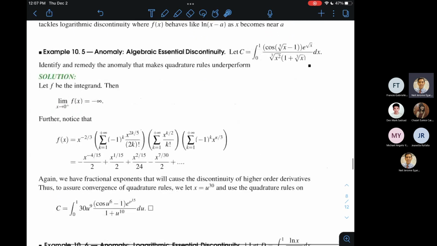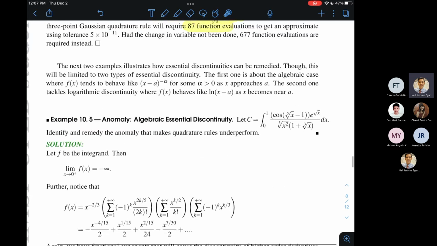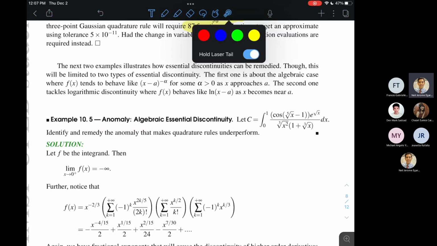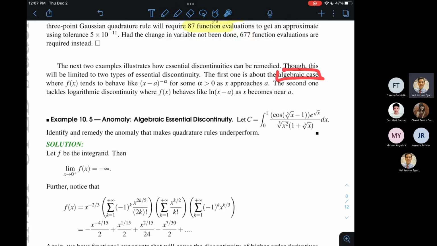So sa example 5, ang anomaly naman dito ay essential discontinuity. So kaya nating solusyonan yung ilang klase ng mga essential discontinuity. Actually, we will consider two. We'll look at two cases of essential discontinuities na pwede nating solusyonan. The first one is called the algebraic case. Okay, wherein the function has an essential discontinuity. Usually that means the limit doesn't exist or the limit is plus or minus infinity.